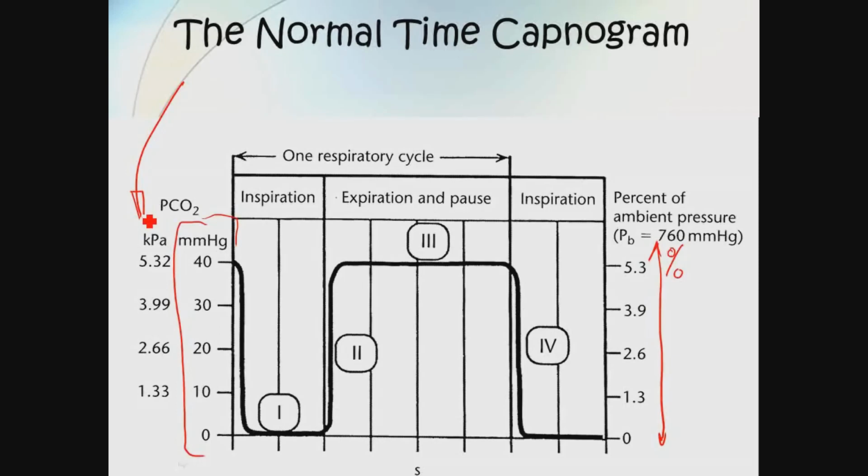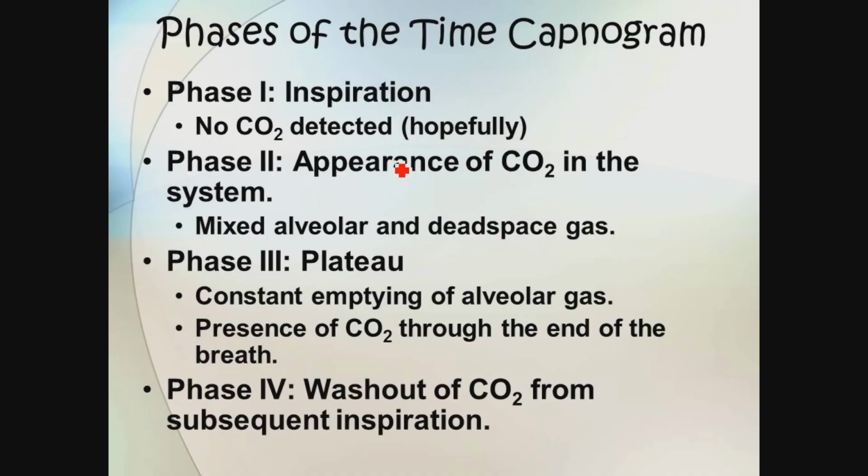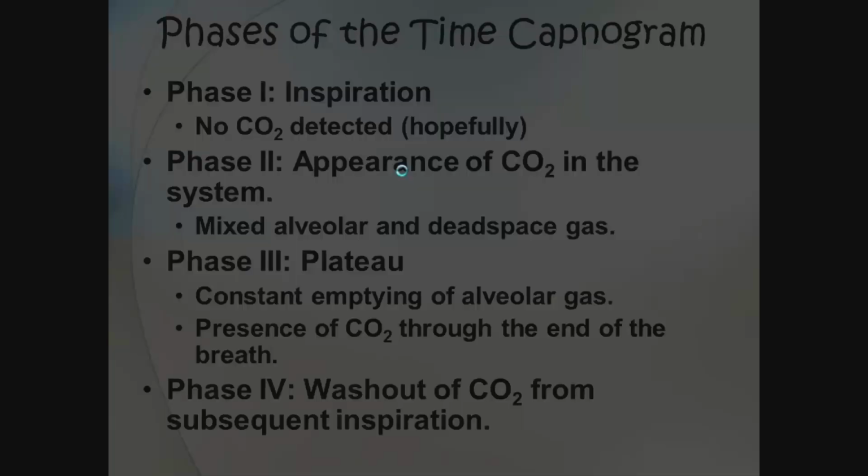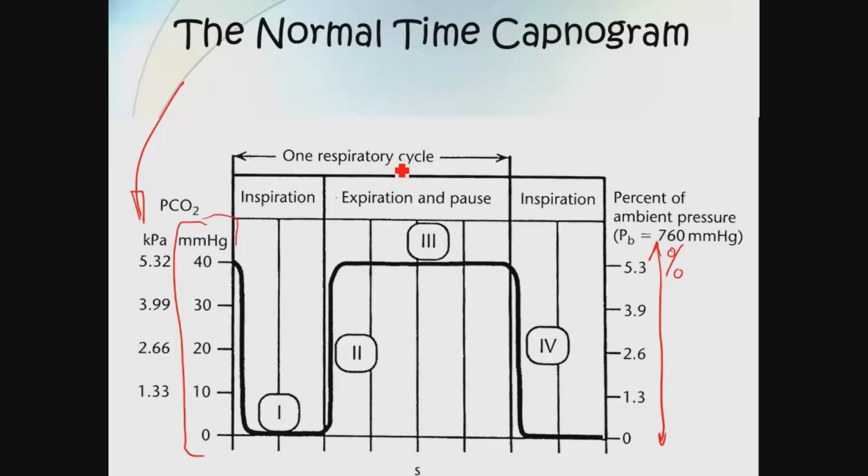But there's four basic phases that are present. Phase 1 is the inspiratory phase, and hopefully you're not seeing any CO2 being created. So this should be at the 0 point. If it's anything above the 0 point, that means you've got some rebreathing of CO2 present, and that should never happen on a mechanically ventilated patient.